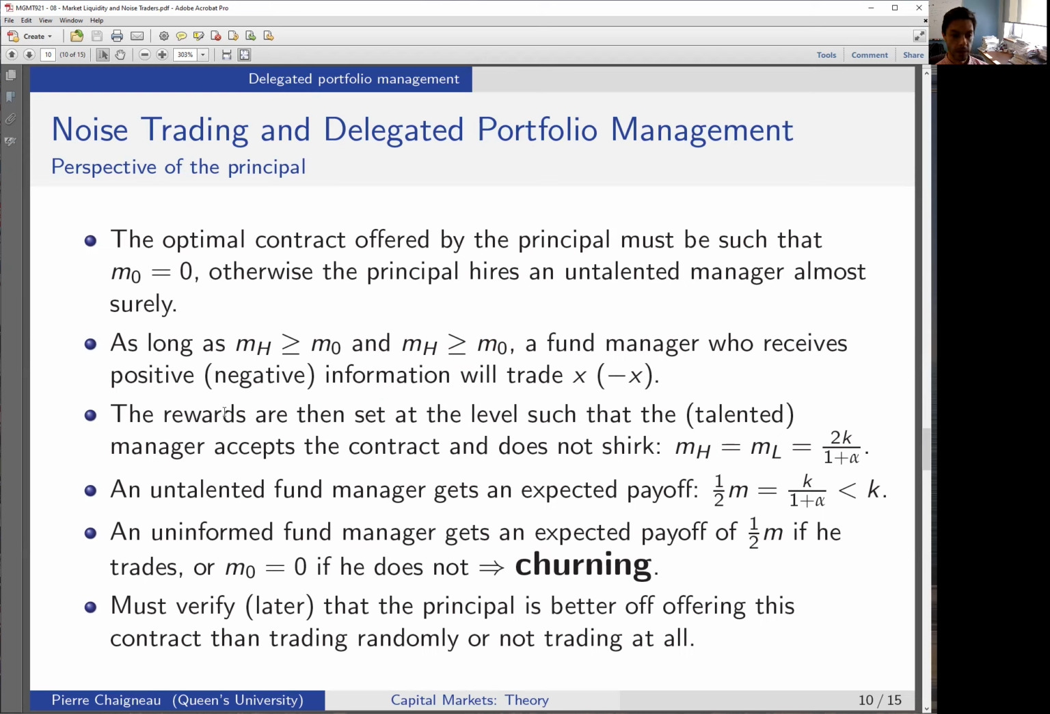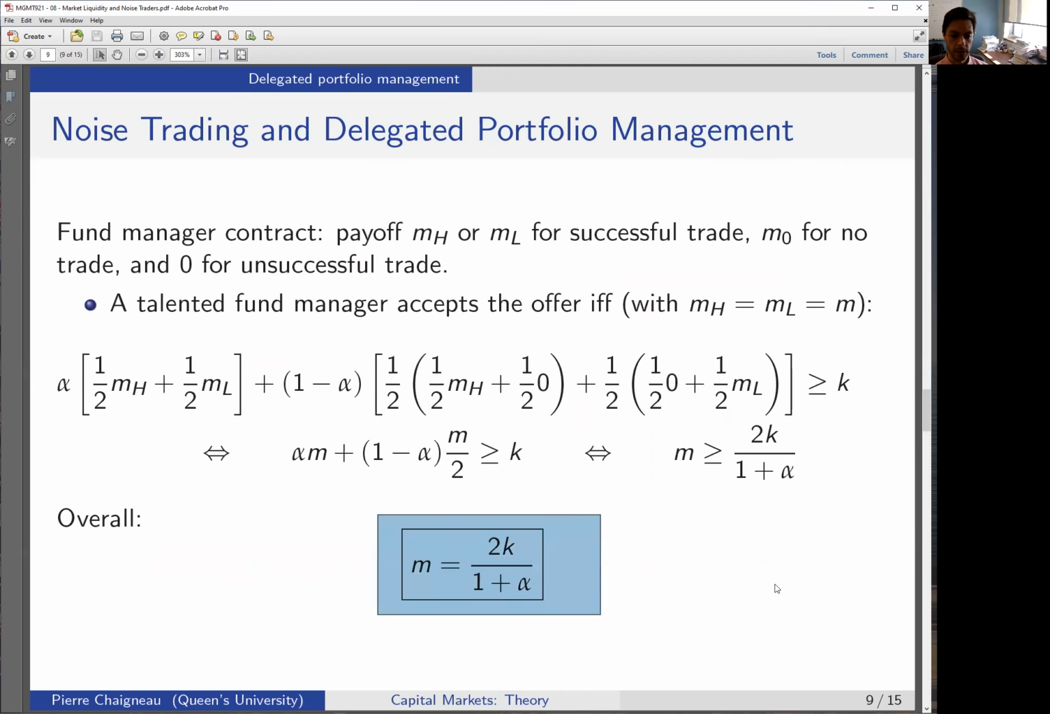So how do you set the rewards for successful trades? They are set at a level such that a talented fund manager is going to accept the contract and is going to trade, i.e. is not going to shirk. So this is the case with this reward.